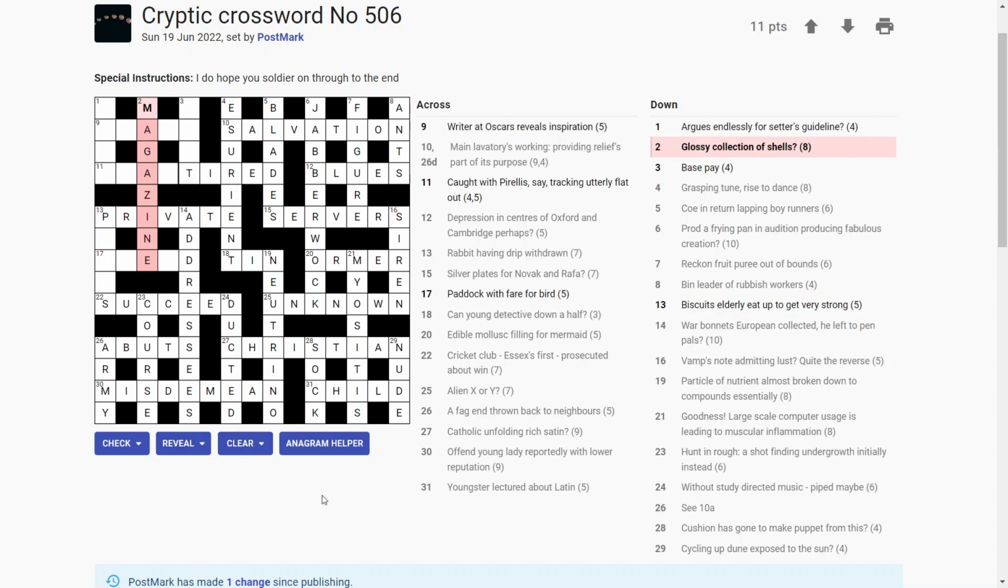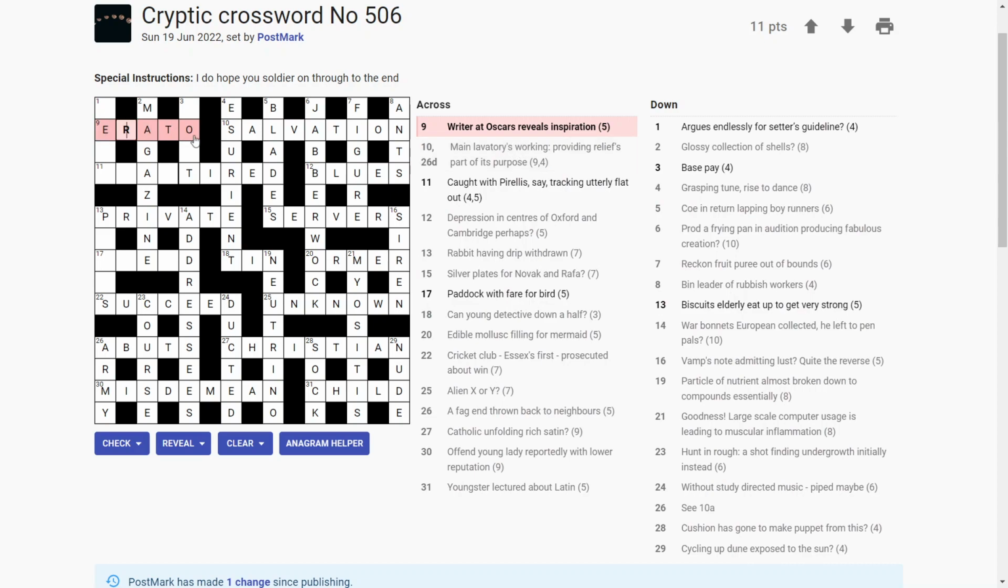Glossy collection of shells is magazine. Yeah, okay. A glossy is a magazine, and a collection of shells, as in things you fire from artillery, is also a magazine. Writer. Oscars reveals inspiration. I want to say Miato? Me and O? Something like that. Oh no, it's probably Erato. That's one of the Greek muses, isn't it? Erato.